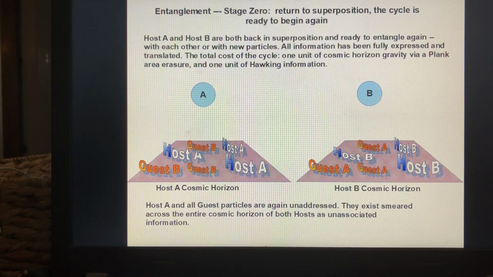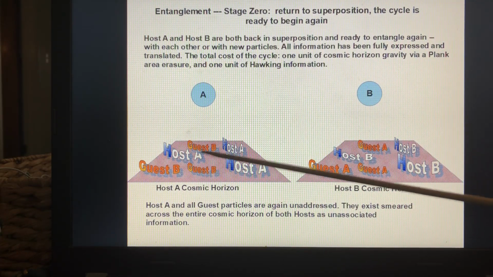And we're back to stage 0. Returning to superposition, the cycle is ready to begin again. Host A and B are both back in superposition with each other or with new particles. All information has been fully expressed and translated. The total cost of the cycle, 1 unit of cosmic horizon gravity via a Planck area erasure, and 1 unit Hawking information. And once again, now host A and guest B are unassociated.